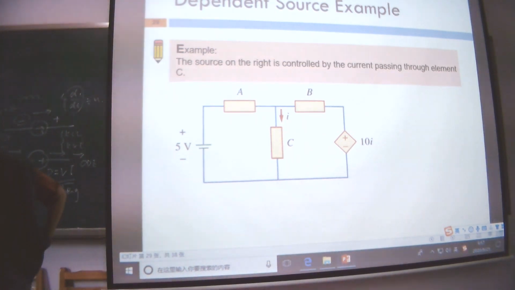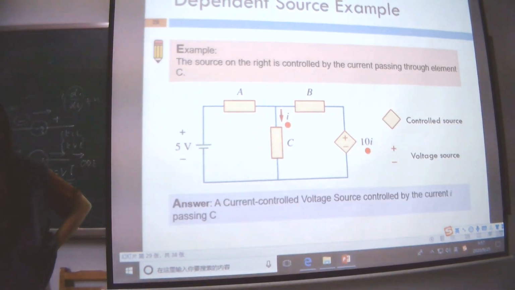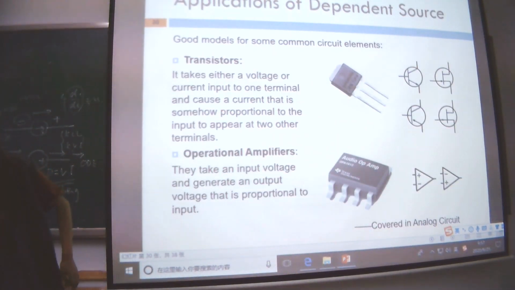Okay, let us have a look at this example. The source on the right-hand side is controlled by the current passing through it. The current that goes through is this I, right? And the diamond means it's a controlled source. So the voltage here is 10I. Here are some applications of dependent sources. The first one is transistors, which is what I talked about. And this one is amplifiers, operational amplifiers.